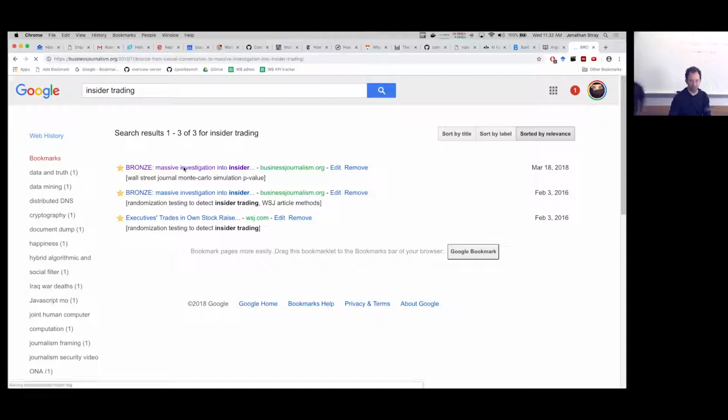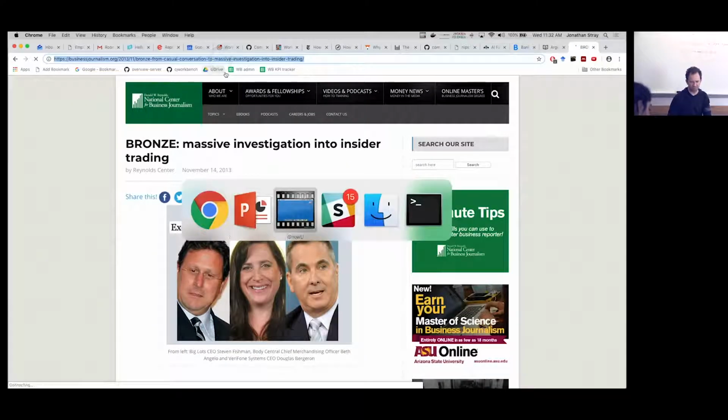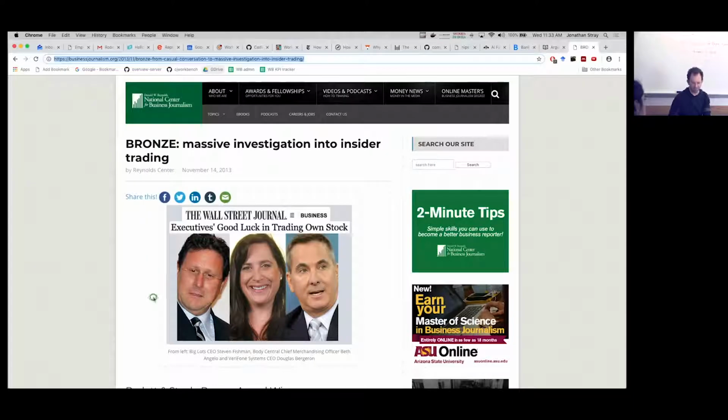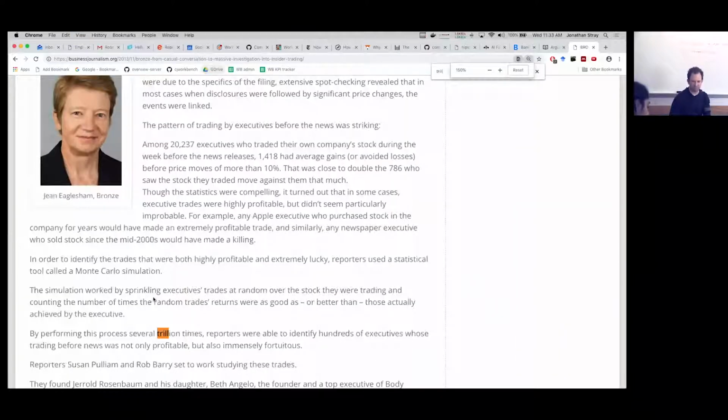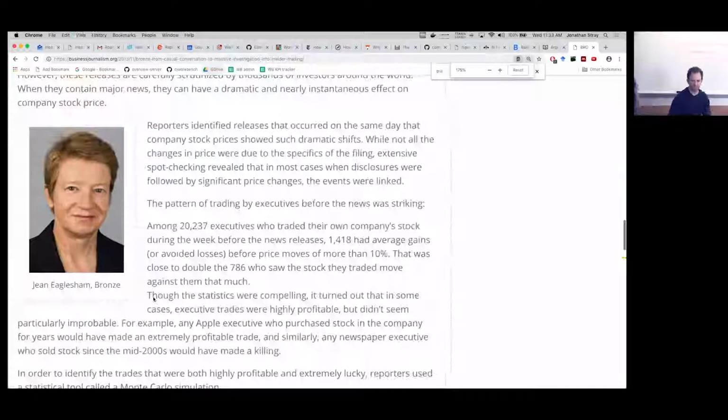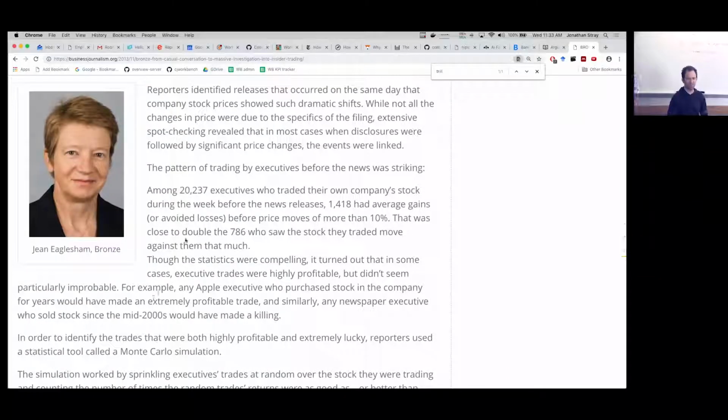So this is a nice discussion, which I will post to the course Slack, on how this works. It explains how this analysis worked. First of all, they looked for news that changed the stock price. Then they looked at who sold stock the week before. And they found that 10% of them made a bunch of money.